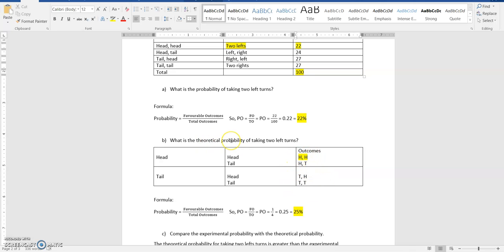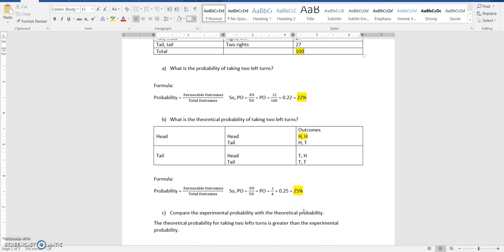So what is the theoretical probability of taking 2 left turns? Again, it is flipping head, head, making 2 left turns. That happens once out of 4 possibilities, right? So if we use our formula, probability is equal to favorable over total, we would put 1 over 4. We would divide the top number by the bottom number. We would get 0.25 as our decimal number, and we could multiply it by 100 to get 25%.